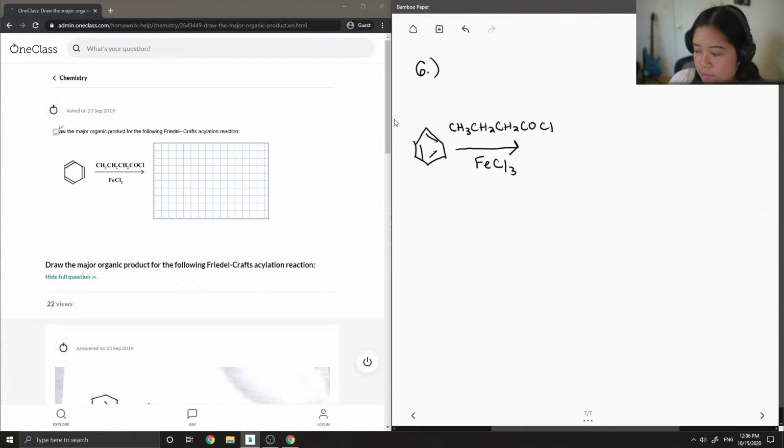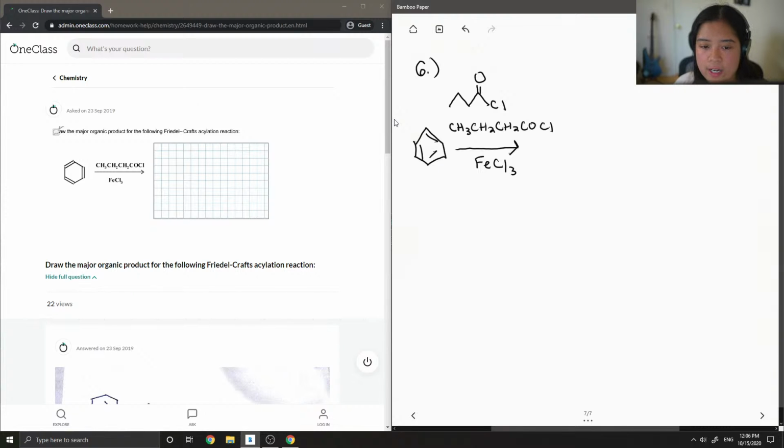Okay, so I'm just going to rewrite this so that you can see what this structure looks like. 1, 2, 3, 4, 5 carbons. Oh, sorry, it's only 4. And then the last one's a chlorine group. So 1, 2, 3, 4. And then there's a double bonded oxygen.